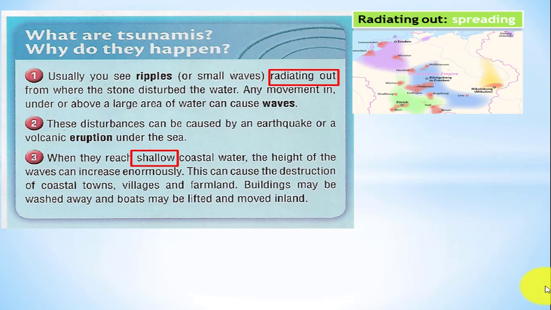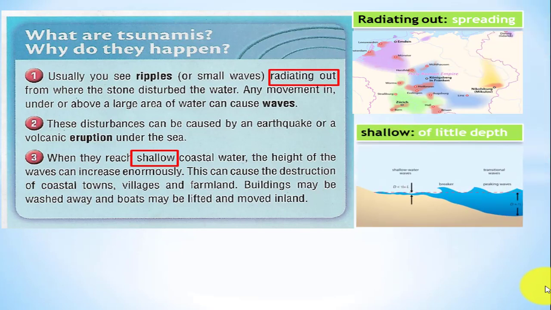Shallow. What do you mean by shallow? Shallow means of a little depth. Look at the picture. Here water is very deep, but when we come close to the coast, water will be a little deep. That means it will be shallow. So here we say shallow water. That means it's not deep. I say, for example, I prefer to swim in the shallow water because I'm afraid of sinking.